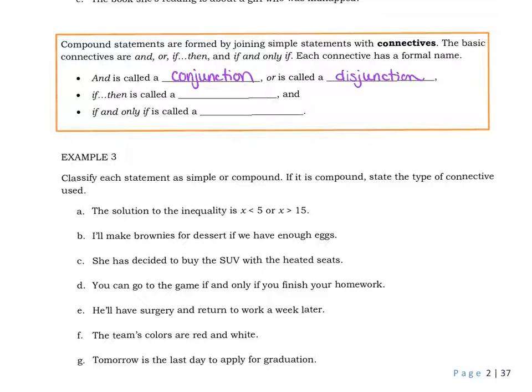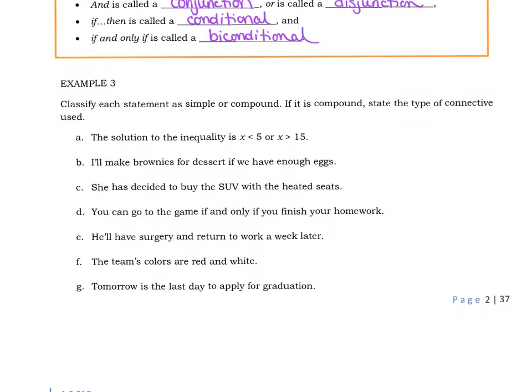If then, like if you do this, then I will do that, is called a conditional. And an if and only if is what is known as a biconditional. All right, so let's go through the statements. First, we're going to decide simple or compound. And if it's compound, we're going to state whether it's a conjunction, a disjunction, a conditional, or a biconditional. I will highlight again the word or phrase that helps us distinguish which is which, especially since we're doing this via video.